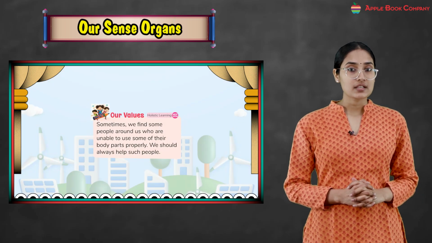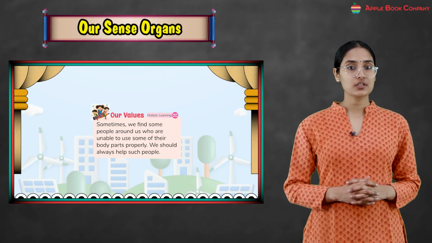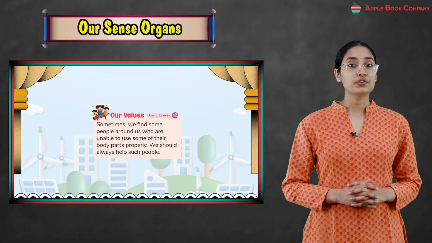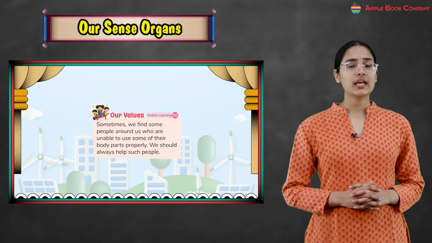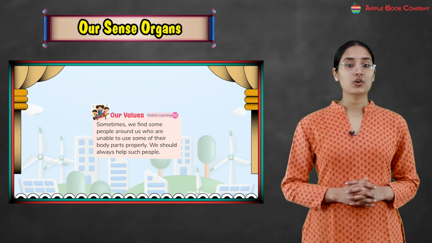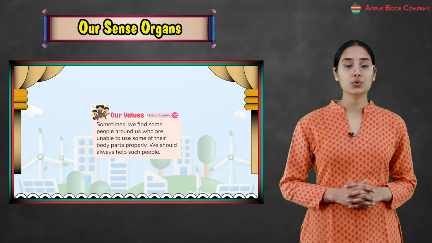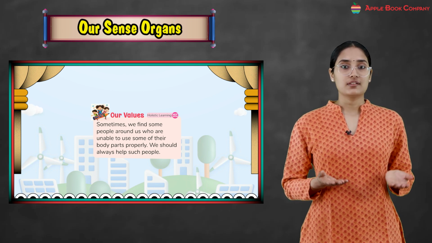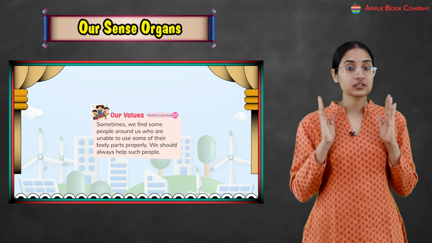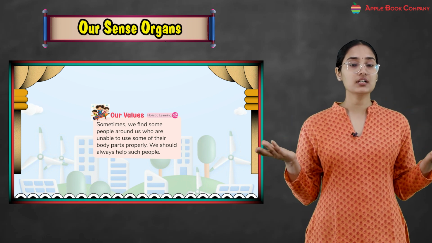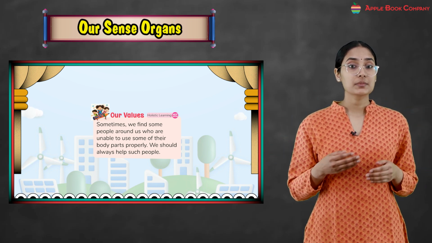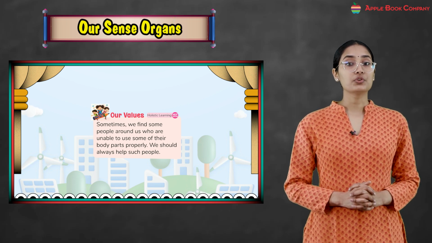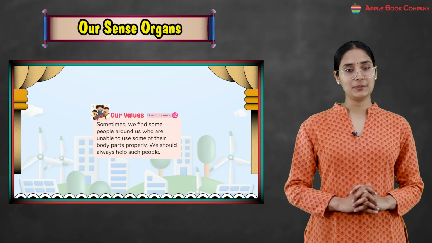So students, sometimes we find some people around us who are unable to use some of their body parts properly. So we should always help such people. Have you ever seen in your class or outside, there are some people who cannot use their eyes, therefore they cannot see. There are some people who cannot use their ears, therefore they cannot hear the outside world. And similarly, they cannot smell or they cannot speak, right? So we should always help such people.